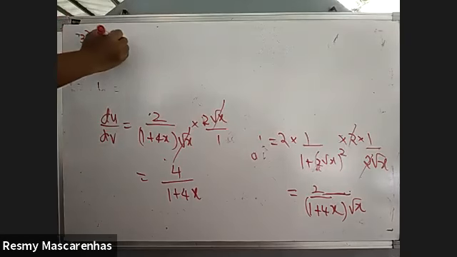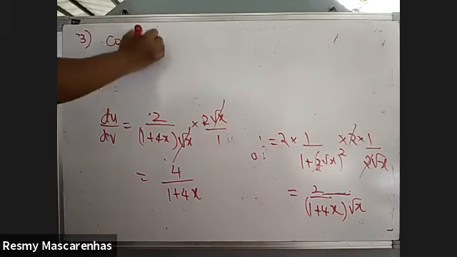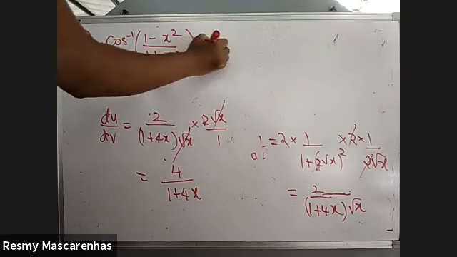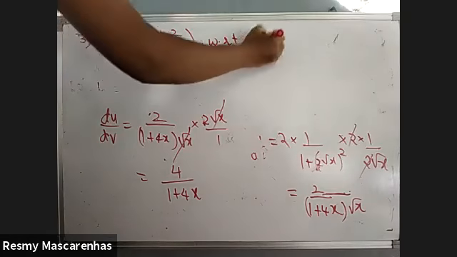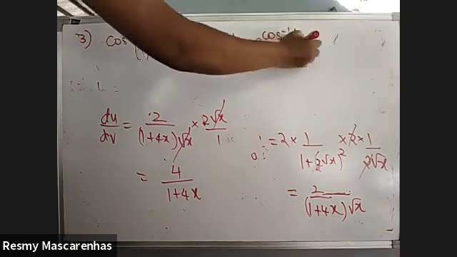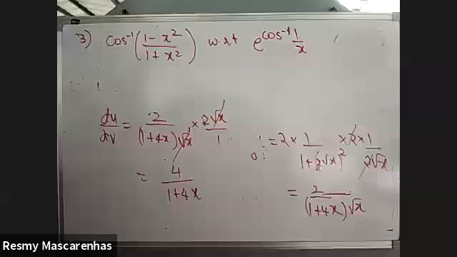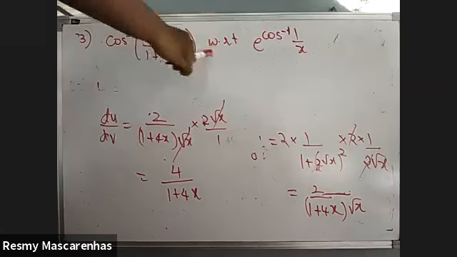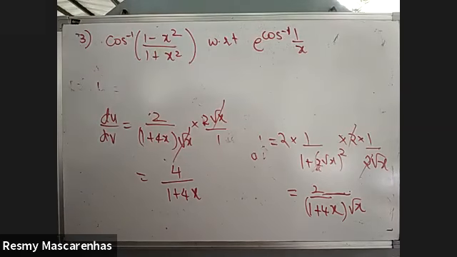Third one: cos inverse of 1 minus x square upon 1 plus x square with respect to e raised to cos inverse of 1 by x.